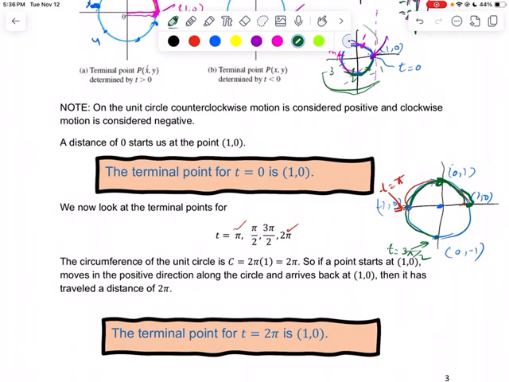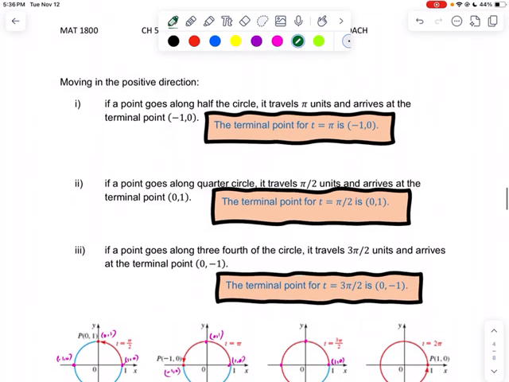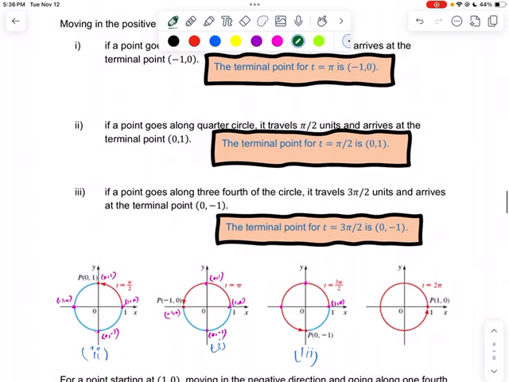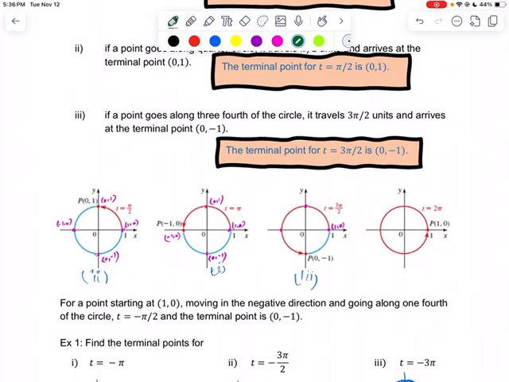What if we travel in the counterclockwise direction? So now we know the terminal points of all these values of t. So this has been described here. The figures that I was making, all of them are here. So we should be able to see that. Okay, now we will be trying to find the terminal points of some given t values.